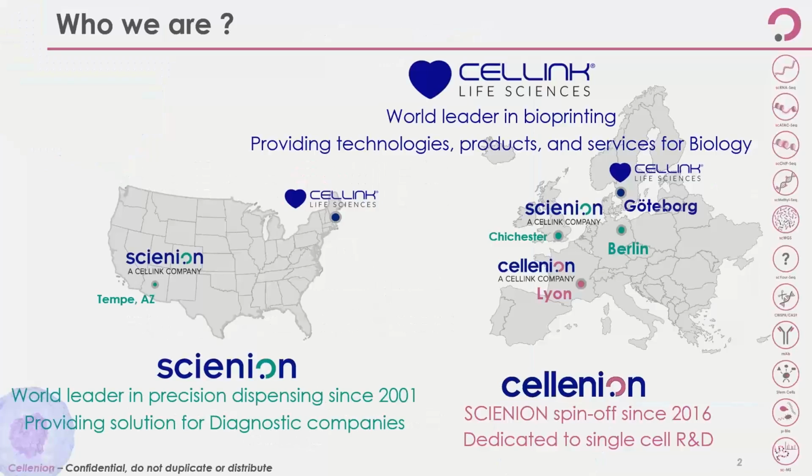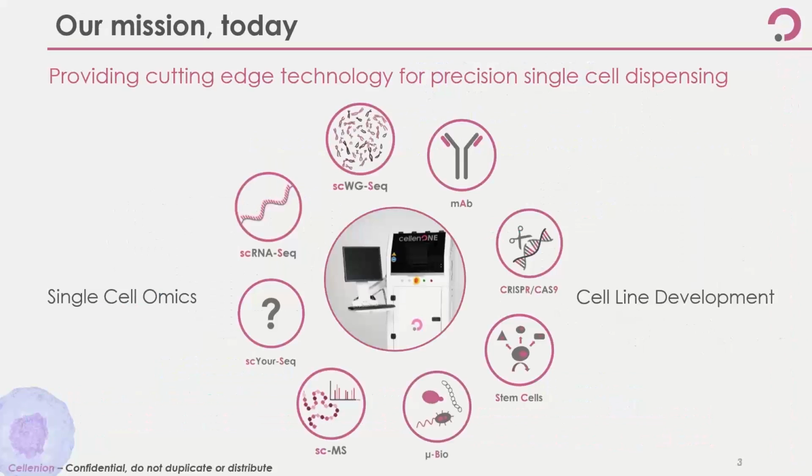First of all, a little bit about our company. We were recently acquired by CellLink Life Science, the world leader in bioprinting. Their aim is to provide technologies, products, and services for biology. Our mother company is called Cellenion. It's the world leader in precision dispensing since 2001, and they provide solutions for diagnostics companies. In 2016, they launched our spin-off, Cellenion, which is dedicated to single-cell research and development. Our mission today is to provide cutting-edge technology for precision single-cell dispensing.